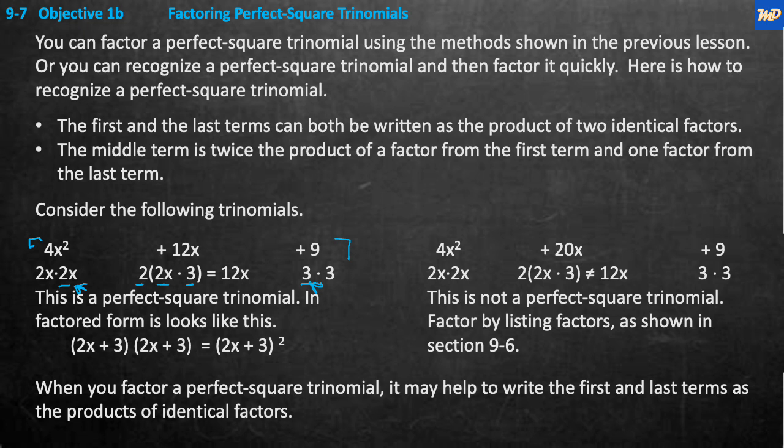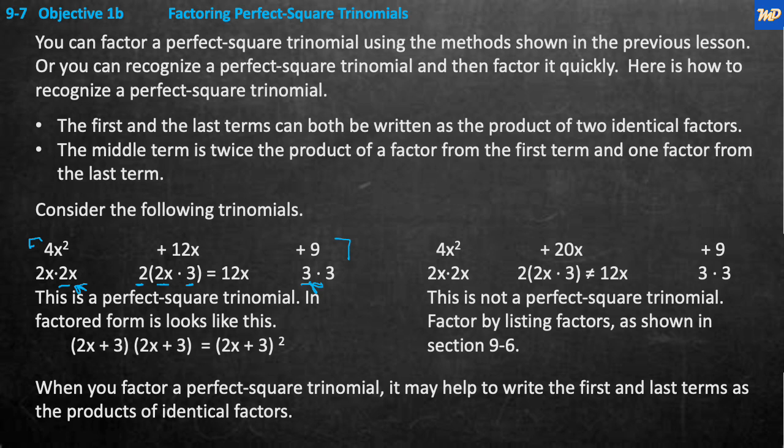This is a perfect square trinomial. In its factored form, it looks like this. So 2x plus 3 times 2x plus 3 is equal to 2x plus 3 squared.